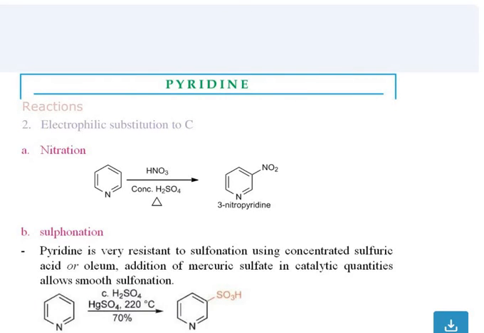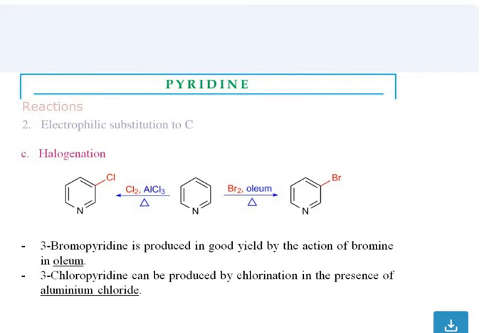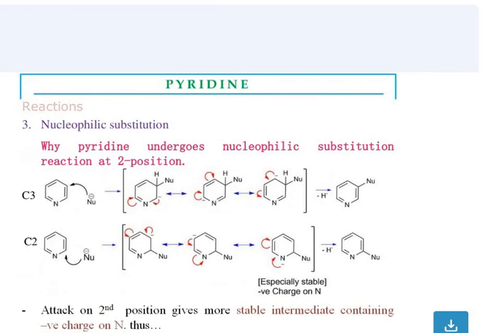Now nitration, you see the 3-nitropyridine. Sulfonation, you see the 3-sulfonic acid of pyridine. You see the halogenation at the 3 position, and 3-bromopyridine is produced in good yield by the addition of bromine in oleum, and 3-chloropyridine can be produced by chlorination in the presence of aluminum chloride.